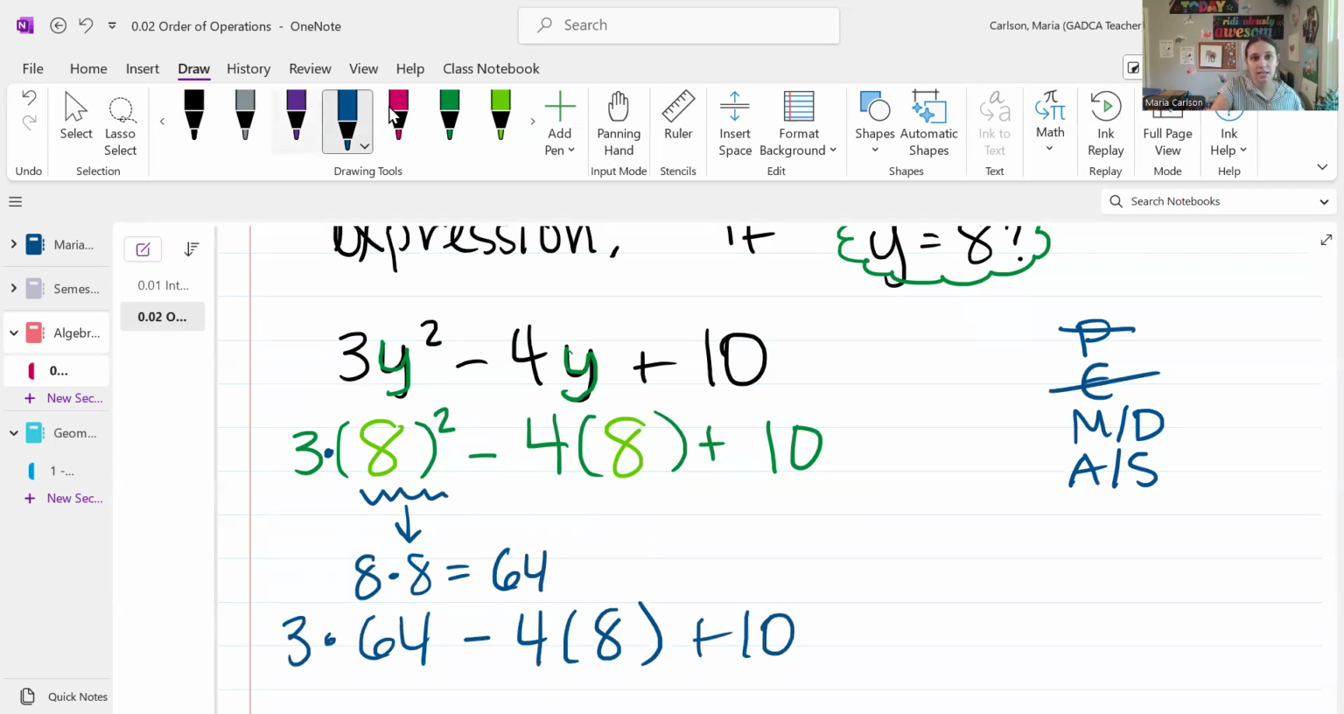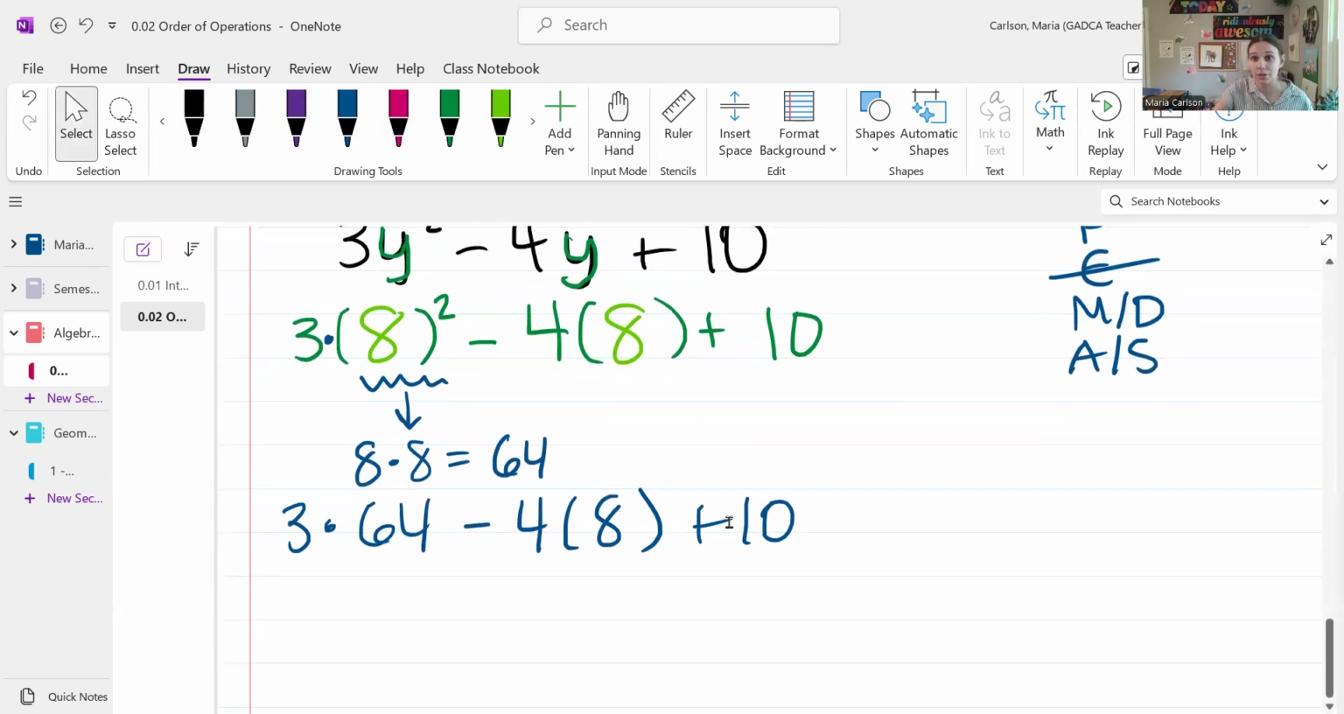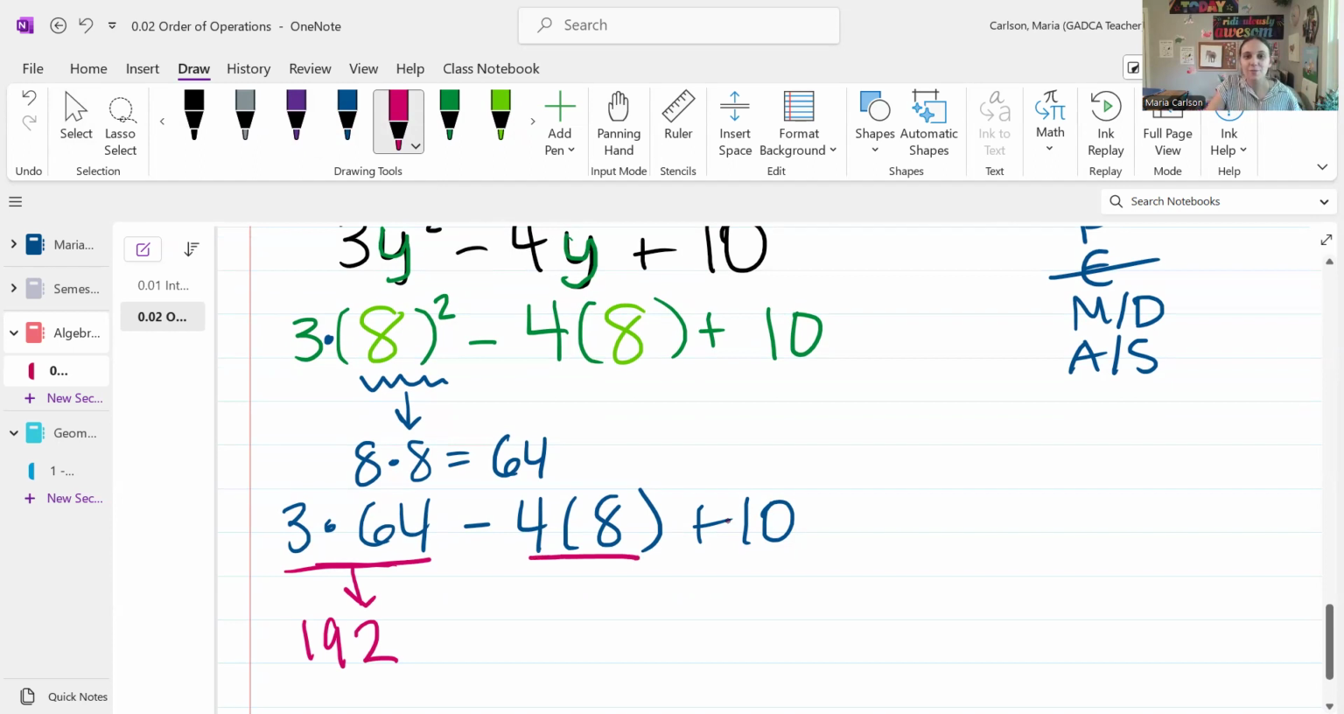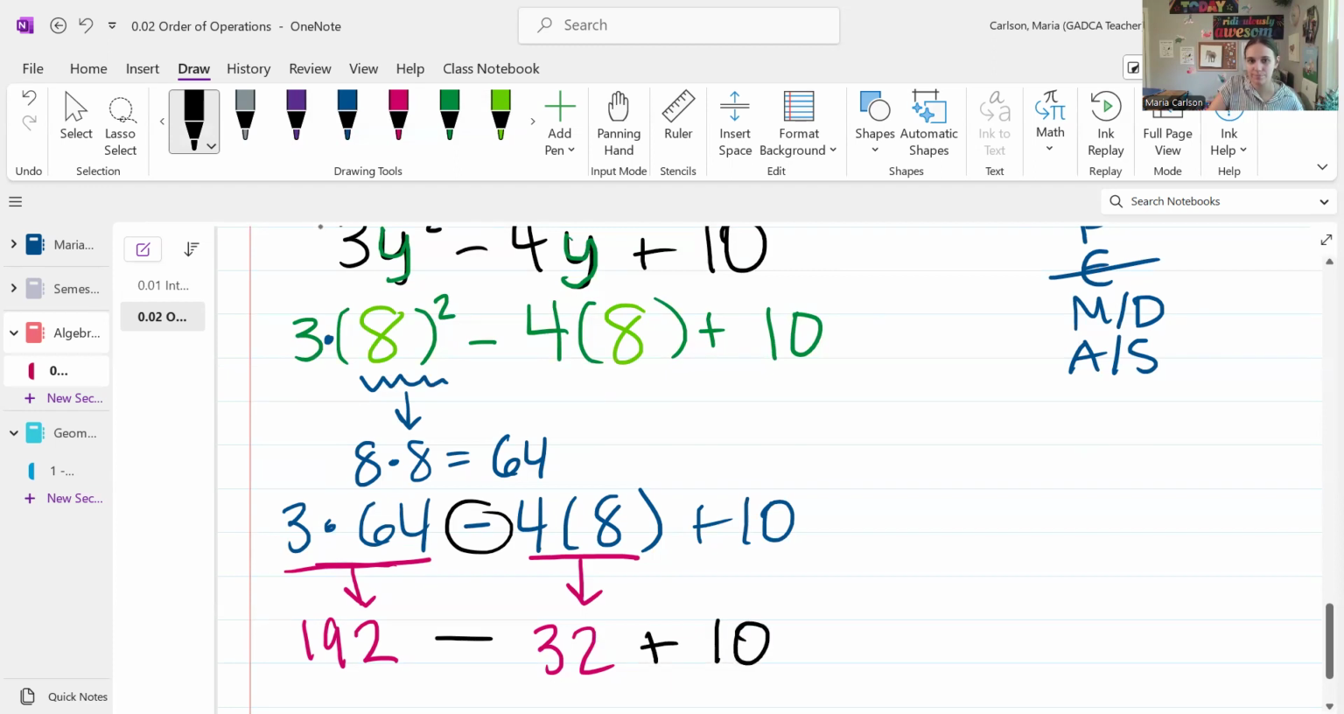So we did our exponents. Next, we have multiplication, and I see this actually in 2 different places. So I'm going to do this twice at once. So in my calculator, I can put 3 times 64, which gives me 192. Also in my calculator, hopefully you don't need a calculator for this one, 4 times 8 gives me 32. And then I'll just fill in the rest of the pieces. So we have this minus sign in between those 2 products. 192 minus 32 plus 10.